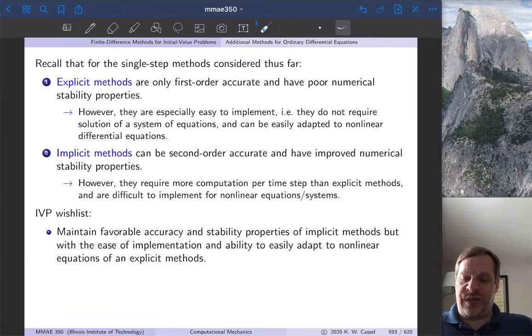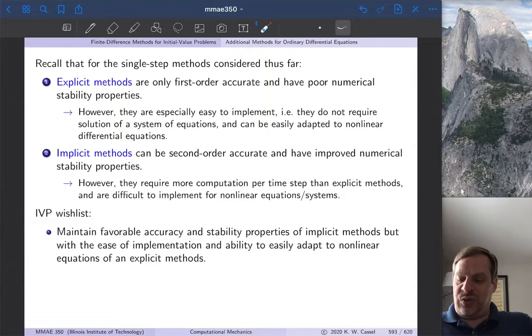Implicit methods, on the other hand, can be extended to second order accuracy. We did that with the Crank-Nicolson method, and they improve dramatically on numerical stability. So both the implicit methods that we discussed were unconditionally stable. However, the price you pay for that is there's more computation per time step than explicit methods, and it's difficult to implement for nonlinear equations. So as you can see, there are various trade-offs for each, and depending on the problem you're solving may point you to one or the other.